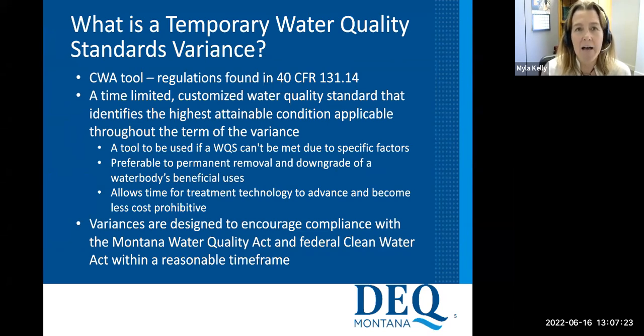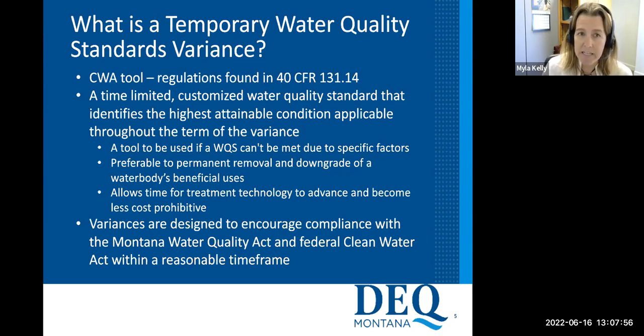And so I want to give a little bit of explanation on what that means, where they come from, why we use variances. Water quality standards variances are a Clean Water Act tool. Those federal regulations, it is a component of the Clean Water Act. And those federal regulations are outlined in 40 CFR 131.14. There's a suite of regulations that go along with implementing water quality standards variances.